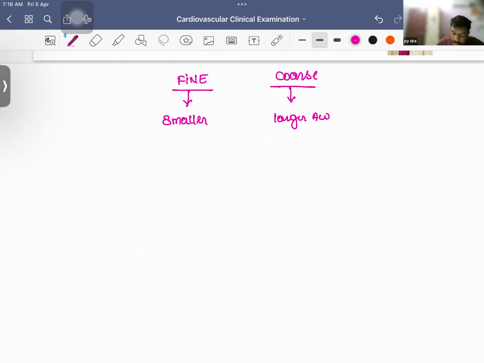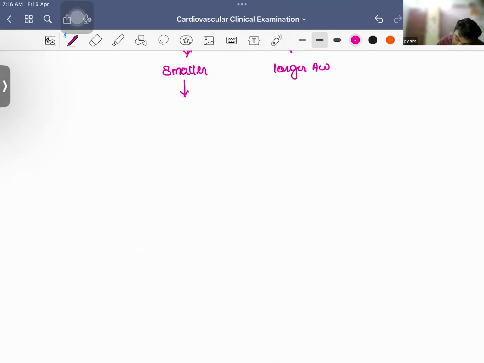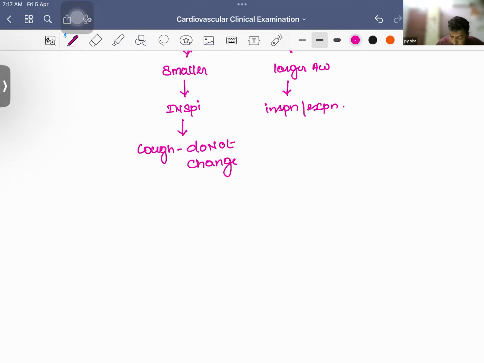These fine crepitations are usually heard in inspiration. The coarse crepitations are usually heard in inspiration and expiration. Whenever you cough, cough does not modify the fine crepitation; it will not change, whereas it changes in intensity in patients with coarse crepitations.